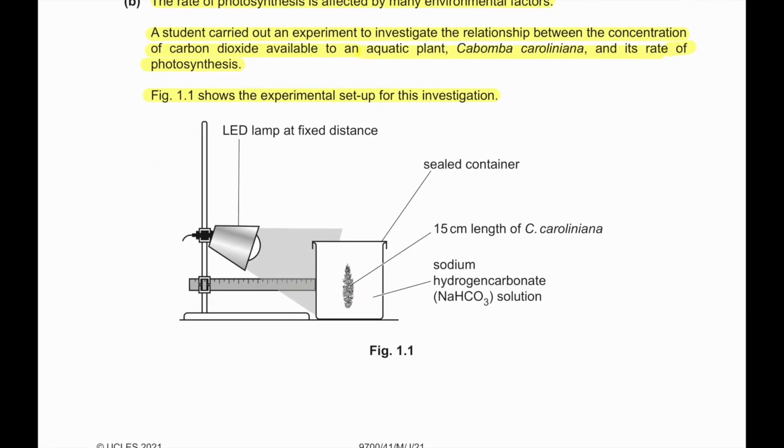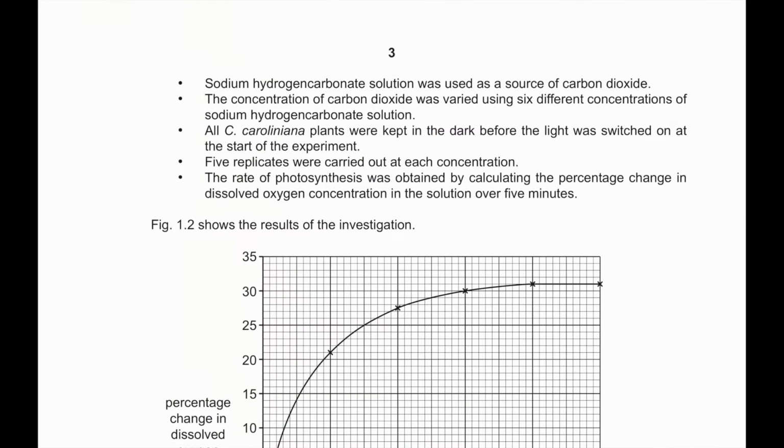We can see the LED lamp is placed at a fixed distance, and in a sealed container there is a 15 centimeter length of caroliniana, and there is sodium hydrogen carbonate solution to provide carbon dioxide in this aquatic environment. Sodium hydrogen carbonate solution was used as a source of carbon dioxide. The concentration of carbon dioxide was varied using 6 different concentrations of sodium hydrogen carbonate solution.